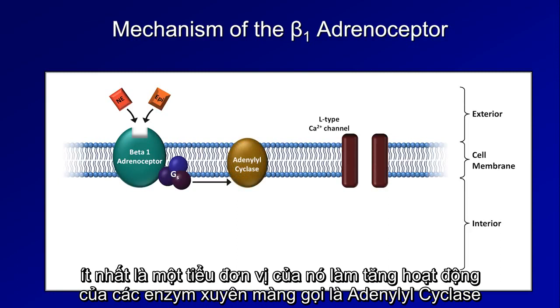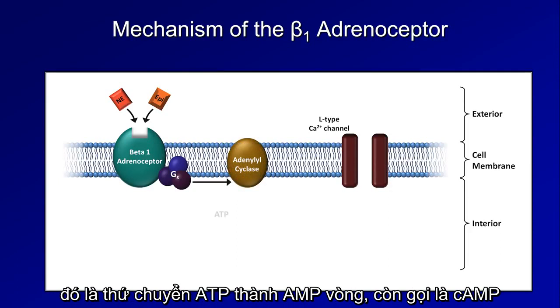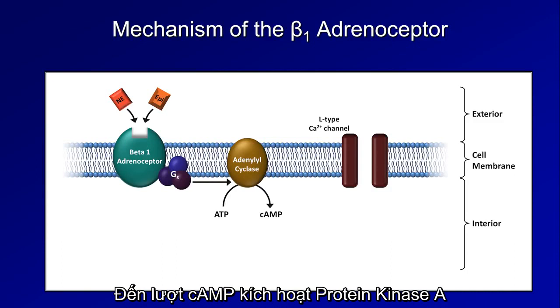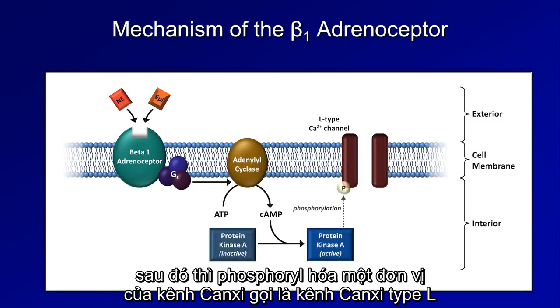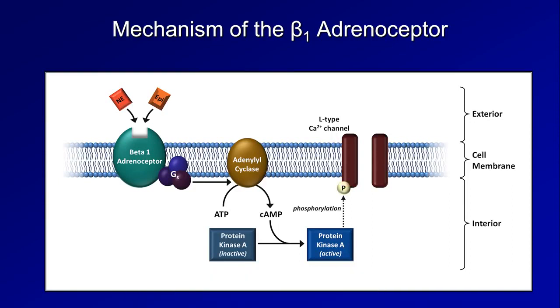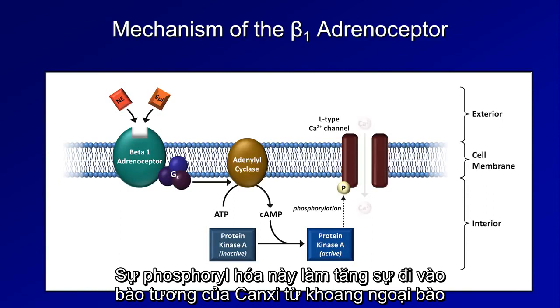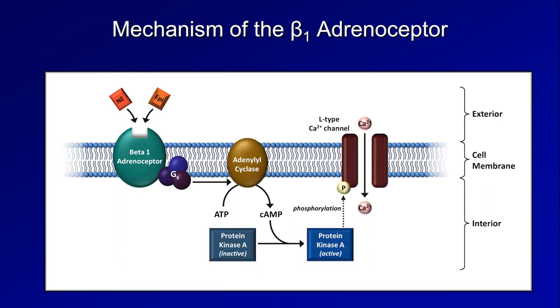which then increases the activity of a transmembrane enzyme called adenylyl cyclase, which converts ATP to cyclic AMP, also known as cAMP. cAMP in turn activates protein kinase A, which then phosphorylates a subtype of the calcium channel called the L-type calcium channel. This phosphorylation increases calcium's entry into the cell cytosol from the extracellular space.